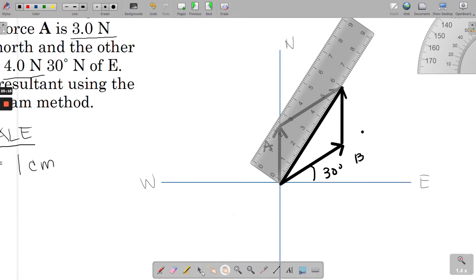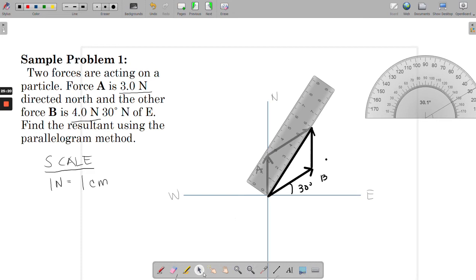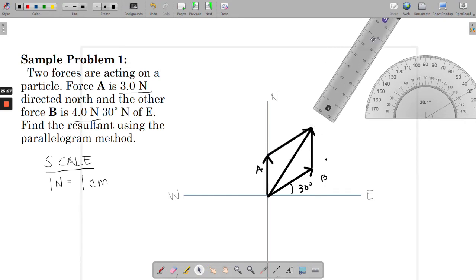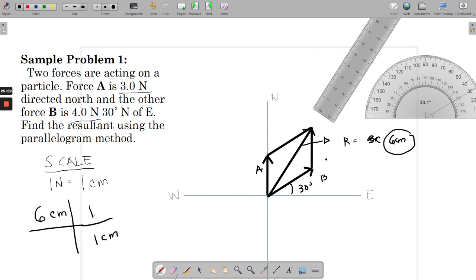So what that means is that our vector is 6 centimeters. Gosh, that's why I hate this. It's messy. So our vector, our resultant, is equal to 6 centimeters. Now what we need is to convert 6 centimeters using our scale. If our scale says we have 1 newton equals 1 centimeter, then we just have to change it. 6 centimeters, we have 1 centimeter, and 1 centimeter is equal to 1 newton. Cancel, cancel. 1 times 6 is equal to 6 newtons.